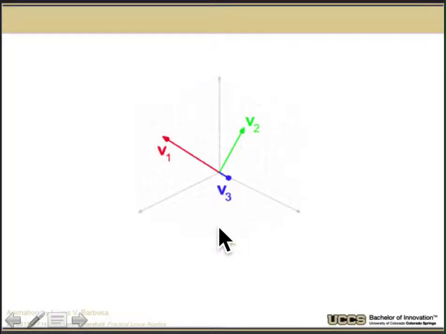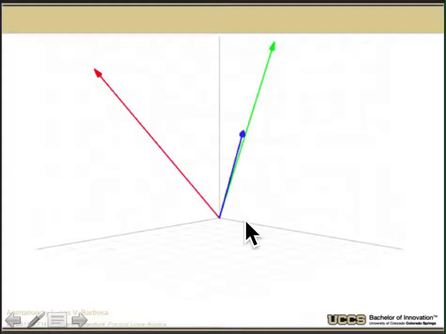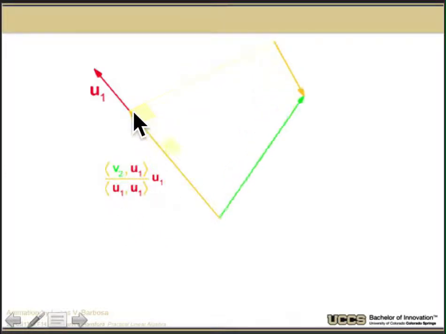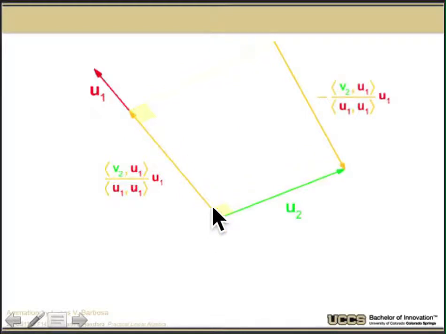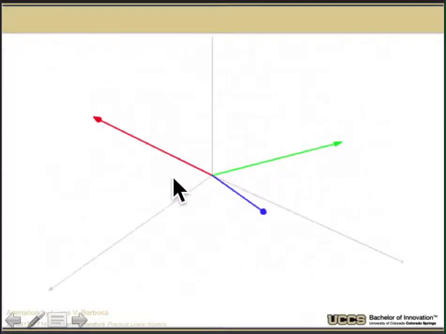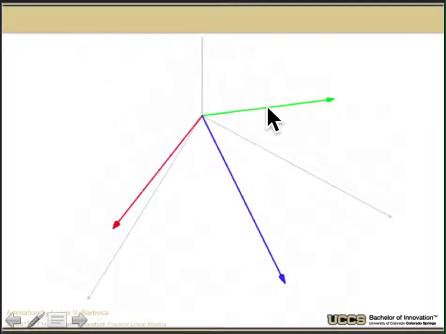So I have my three vectors v1, v2, v3, and now I want to do this orthogonalization. I'm just going to start with v1 and v2. I'm going to project v2 onto u1, orthogonalize it, and by subtracting off the orthogonal component, I can make a u2 that is orthogonal to u1. And now I've got u1 and u2, and they're orthogonal.